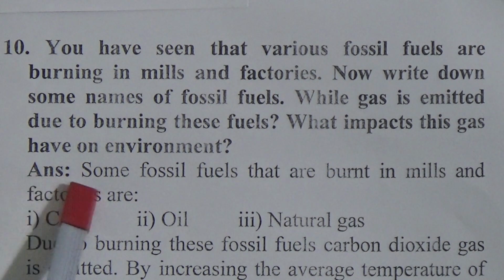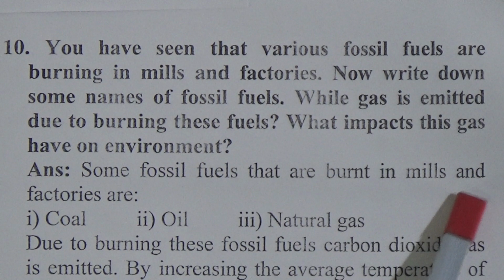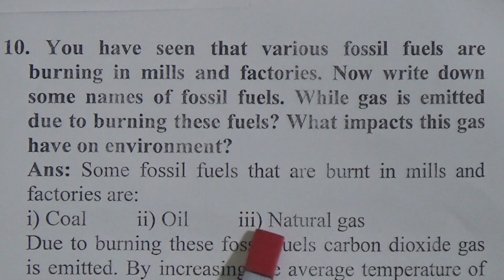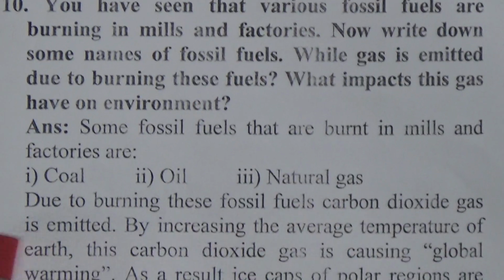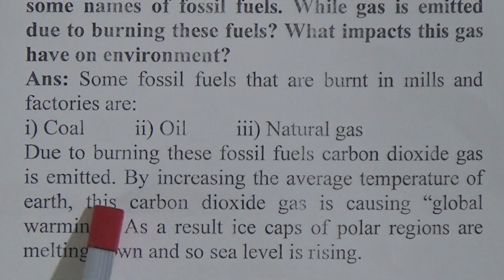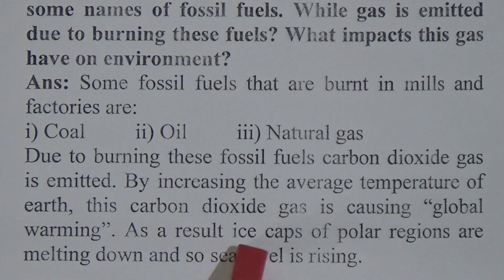The answer is, some fossil fuels that are burned in the mills and factories are: first one coal, second one oil and third one natural gas. Due to burning these fossil fuels, carbon dioxide gas is emitted. By increasing the average temperature of Earth, this carbon dioxide gas is causing global warming. As a result, ice caps of the polar region are melting down and so sea level is rising.